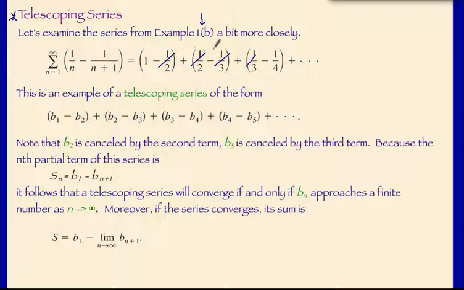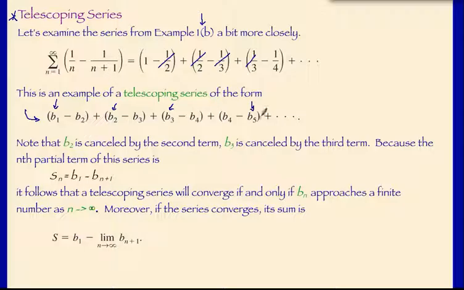It turns out that inner terms cancel each other out. Here's a general look at what a telescoping series looks like. b sub 1 minus b sub 2 plus b sub 2 minus b sub 3 plus b sub 3 minus b sub 4. Note that b sub 2 is canceled out by the second term here, b sub 3 is canceled out by the third term here, etc. The nth partial sum is the first term and the last term.